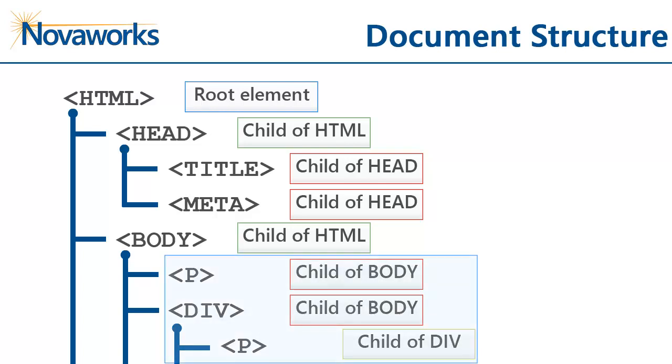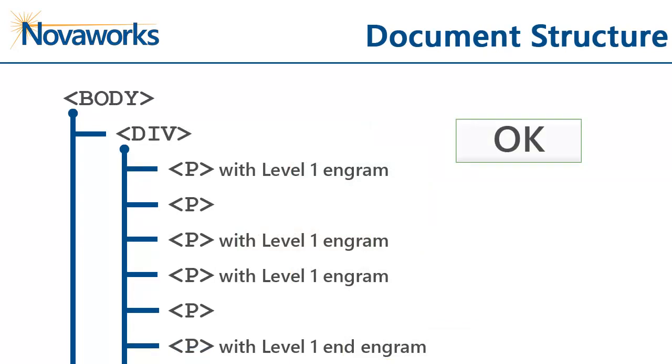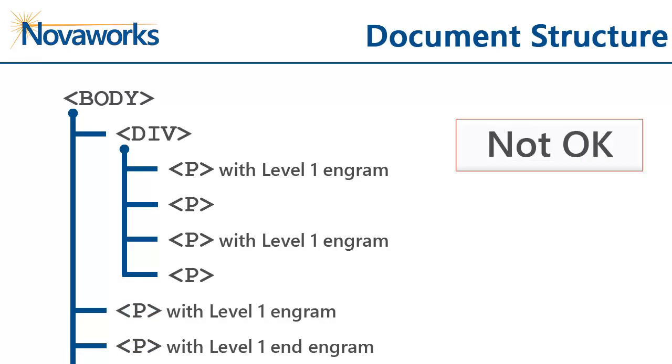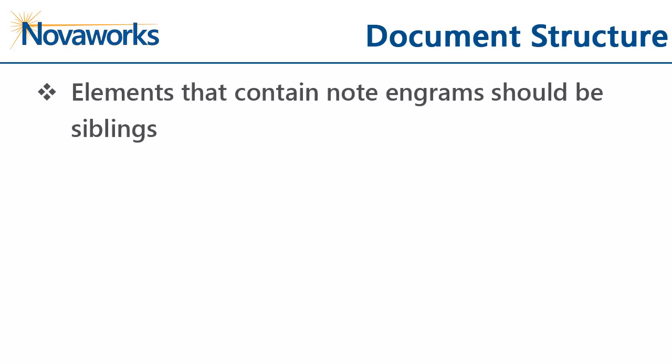Level 1 engrams are placed on paragraph, division, or heading tags. These types of tags may be direct children of the body tag, or they may be children of a division tag. The elements contained in the Level 1 tag should all be siblings. They can be all children of the body tag, or they can be children of a single division tag. They should all have the same parent and not have mixed parents. So when you add Level 1 engrams, make sure that you're within sibling elements.